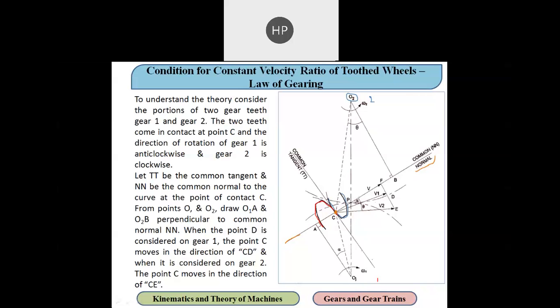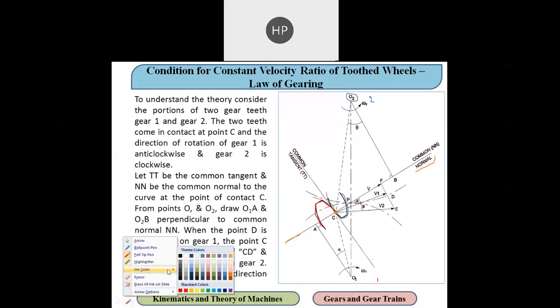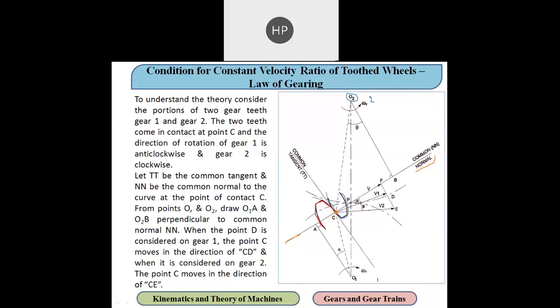Then from point O1 to C, here we have a dotted line. I will highlight it over here. From point O1 to C, this is a dotted line which is joined to point C. In the same way, from O2 we have a dotted line which is connecting to point C.